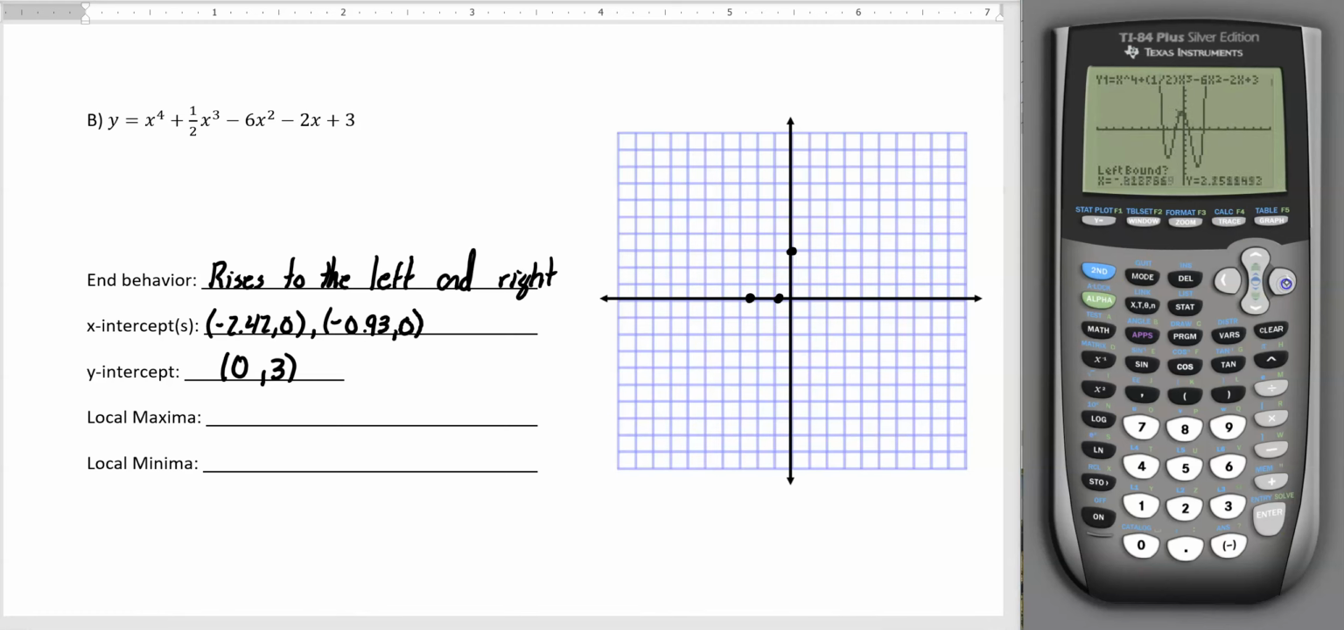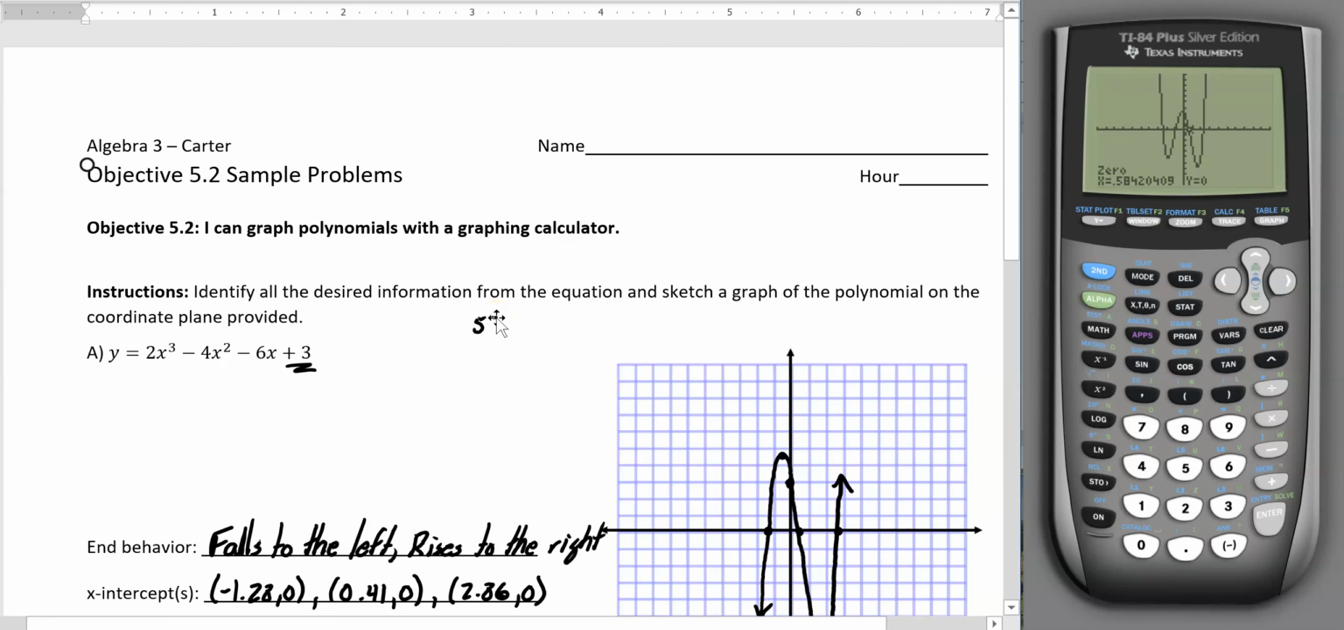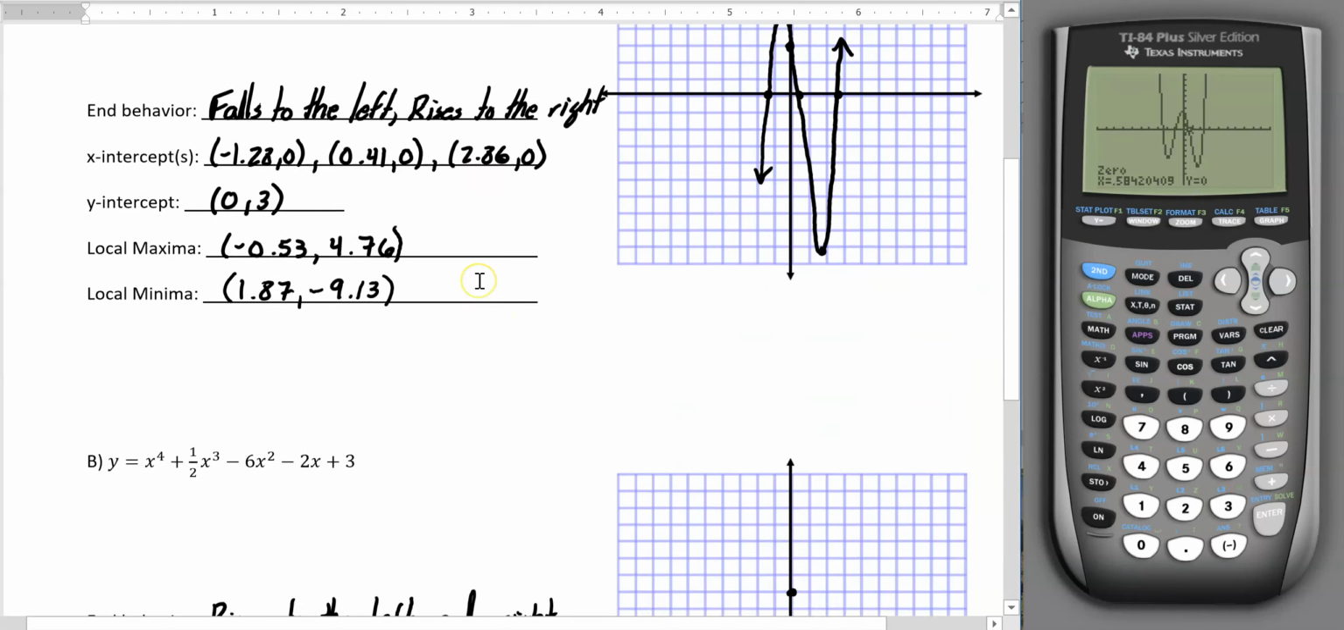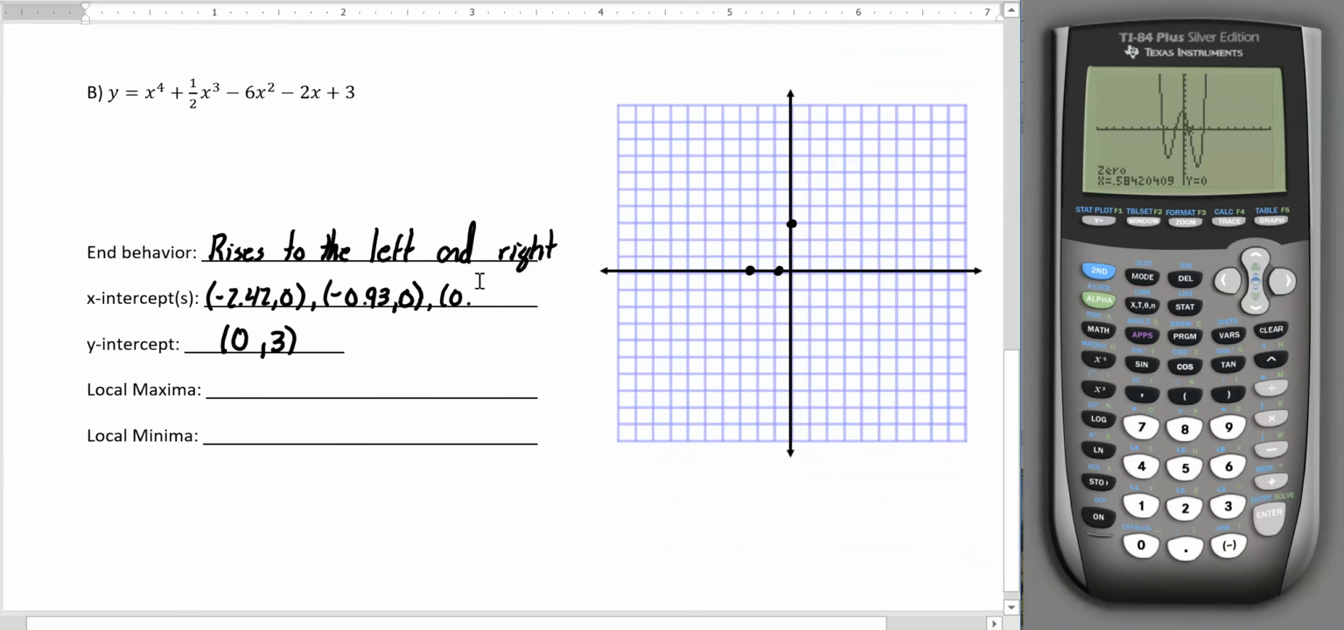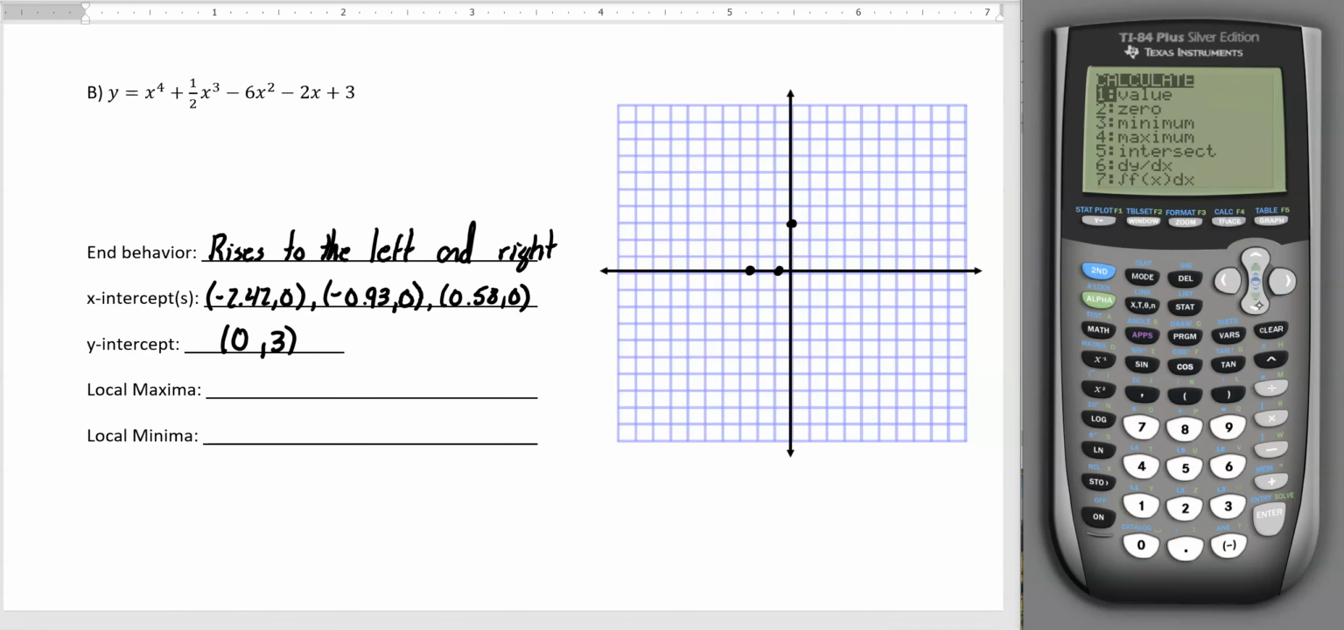Let's get on the other side of our y-axis here. Left bound, right bound. 0.58. Oh boy, that was exciting. Hit the wrong button there. 0.58, comma 0. And then we have one more. Our last 0. 4 zeros. Crazy. There we go. Press enter. 2.27, comma 0.